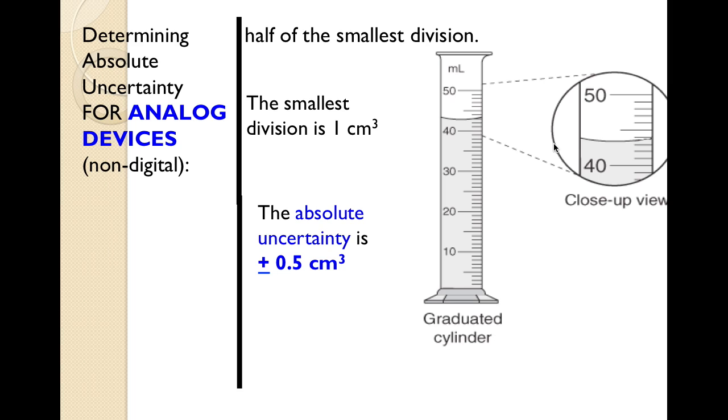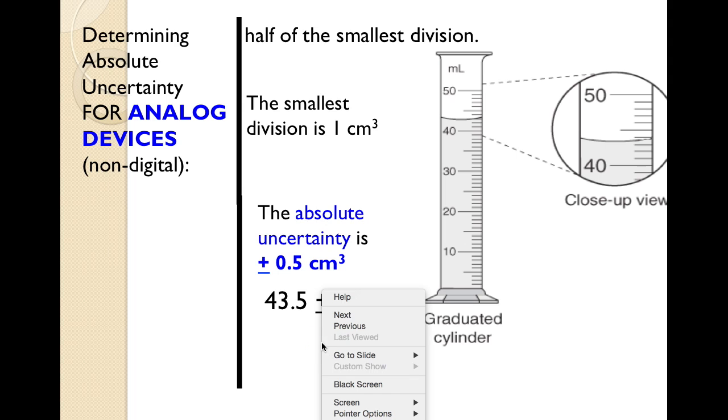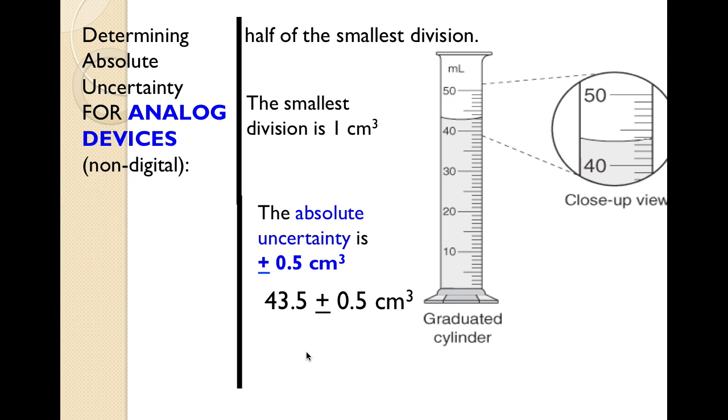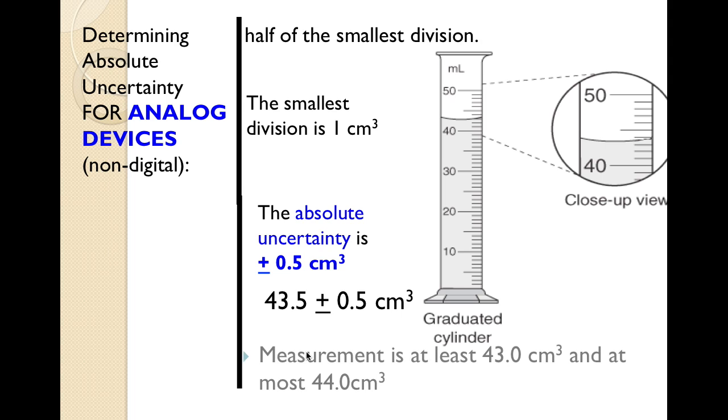Now you have to measure. So now we have a measurement, if you're looking at this, is about 43.5 plus or minus 0.5 centimeters cubed. Now let's say, so pretty much what that means is that the measurement is at least 43 centimeters cubed, and at most 44 centimeters cubed. Now we just did this for analog devices.